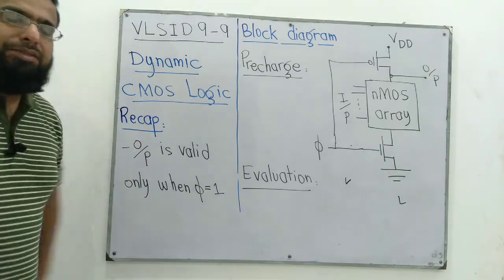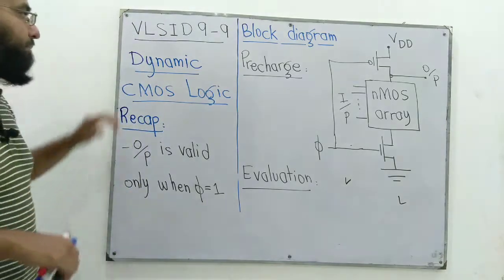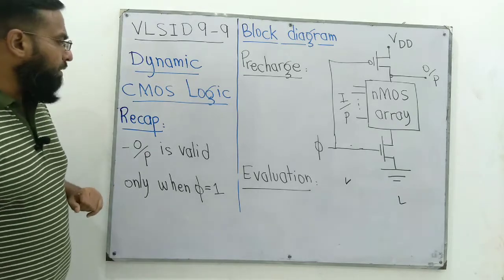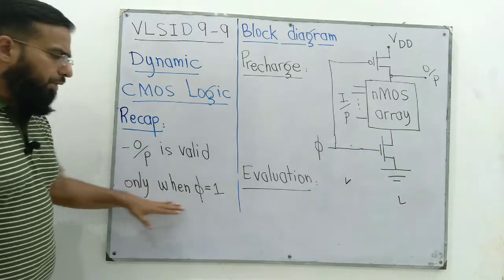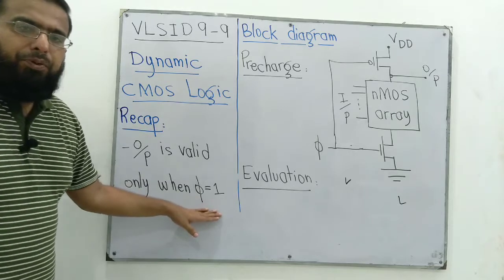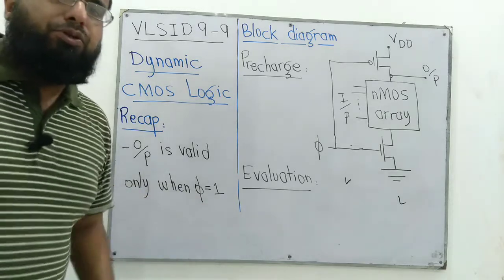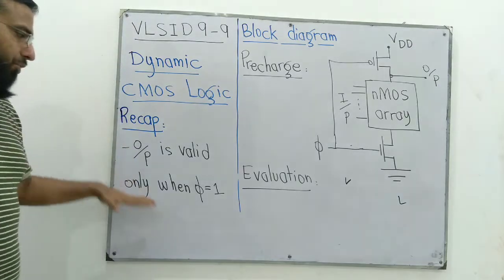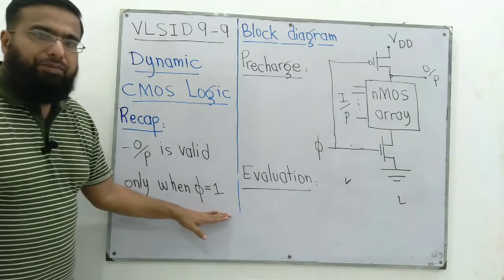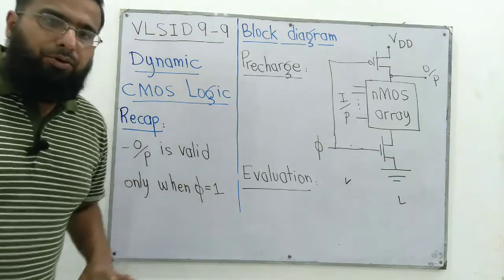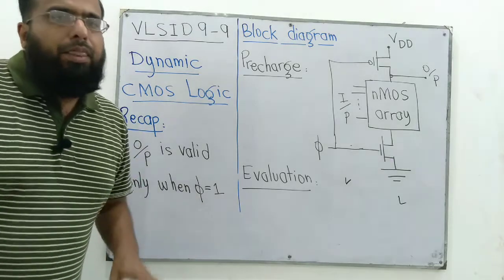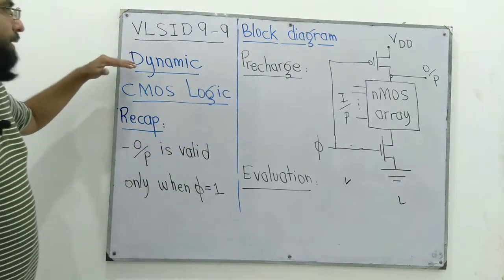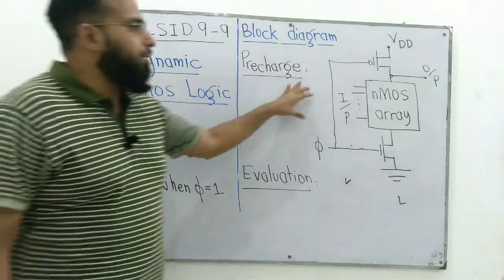In our last lecture we studied that a dynamic CMOS is a kind of circuit for which the output is valid only when the clock is 1. The output is not valid as long as the input is valid, as it is in the case of static CMOS. For a dynamic CMOS, output is only valid when we have a valid clock. If we do not have a valid clock and if the input is valid, the output will not be valid. Right. So the block diagram of a dynamic CMOS logic is given here.